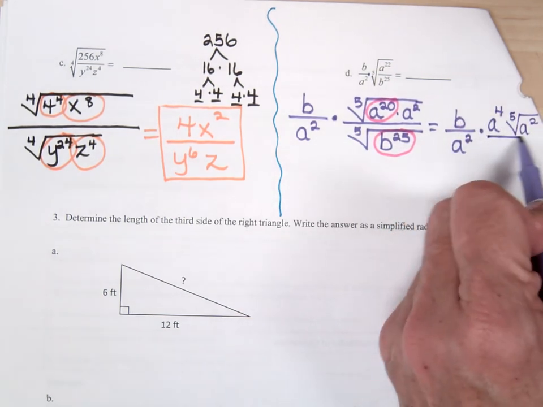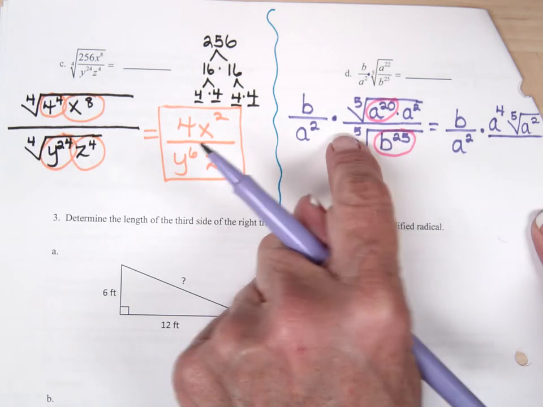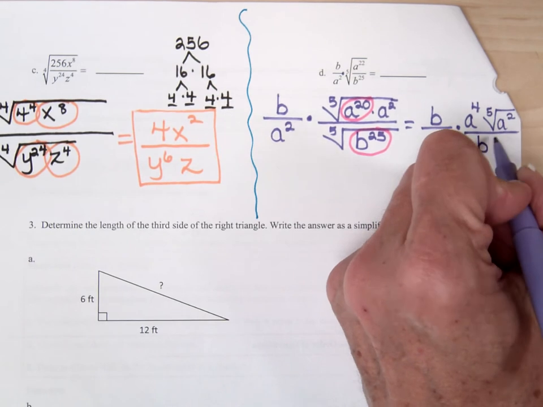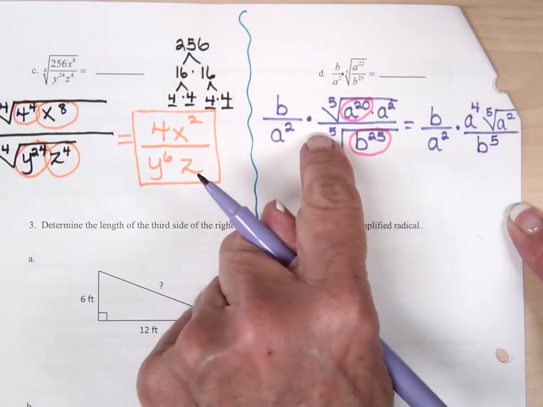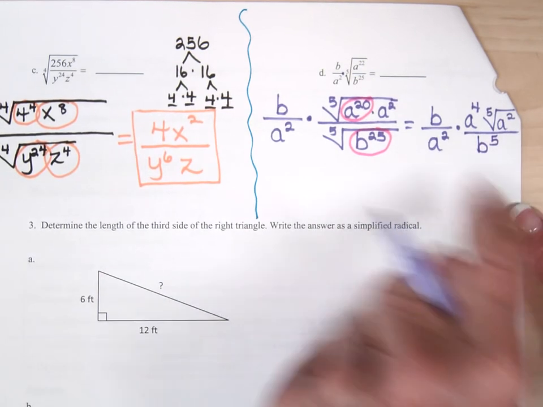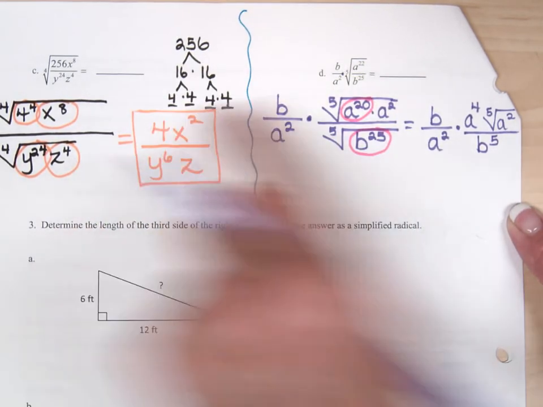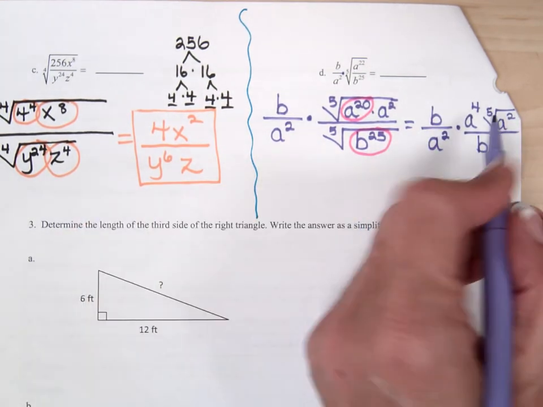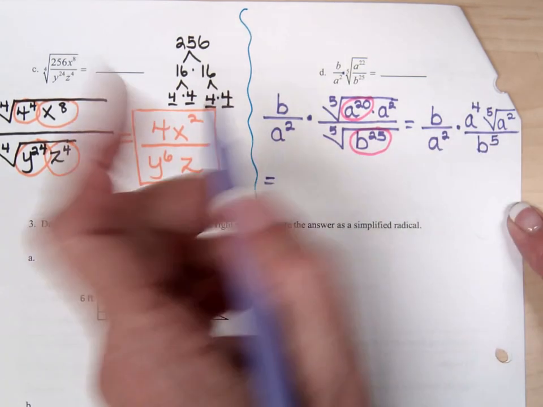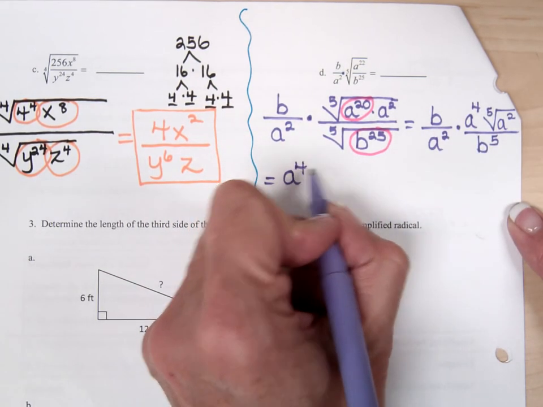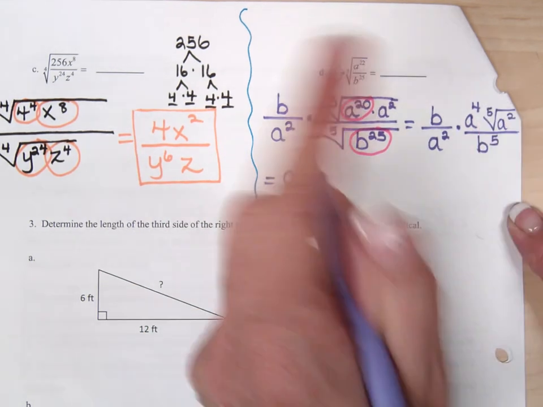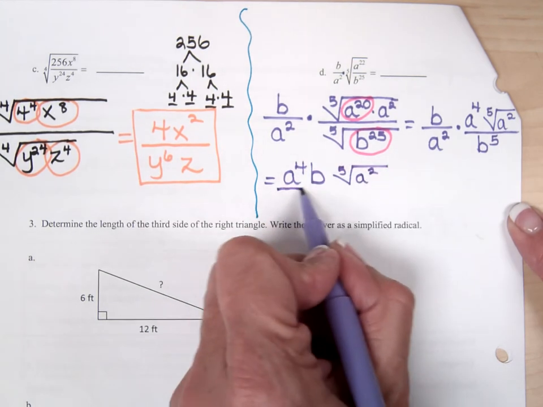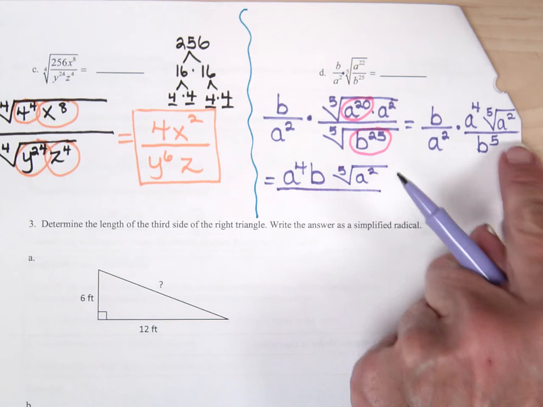And then in the denominator, 25 divided by 5, so that's going to come out as b to the fifth. So 25 divided by 5, b comes out and becomes 5. 20 divided by 5, a comes out and becomes 4, and then those two have to stay under. So now let's write our new problem. So now we have a to the fourth, b, times the fifth root of a squared in the numerator. My denominator is now going to be a squared b to the fifth.